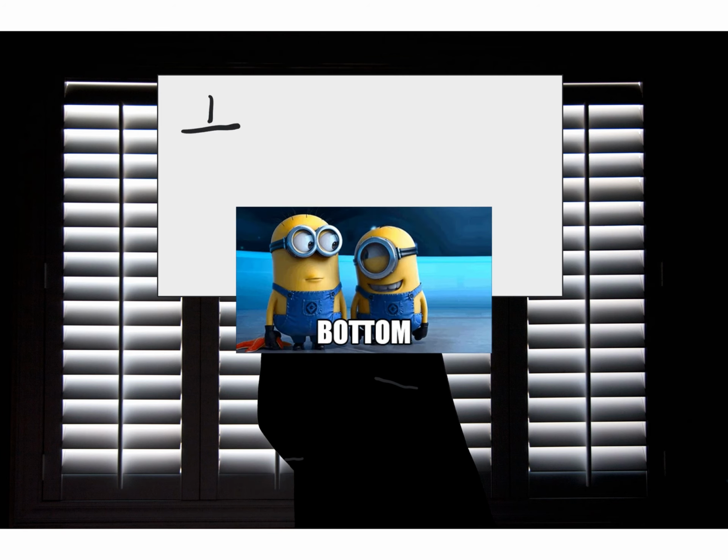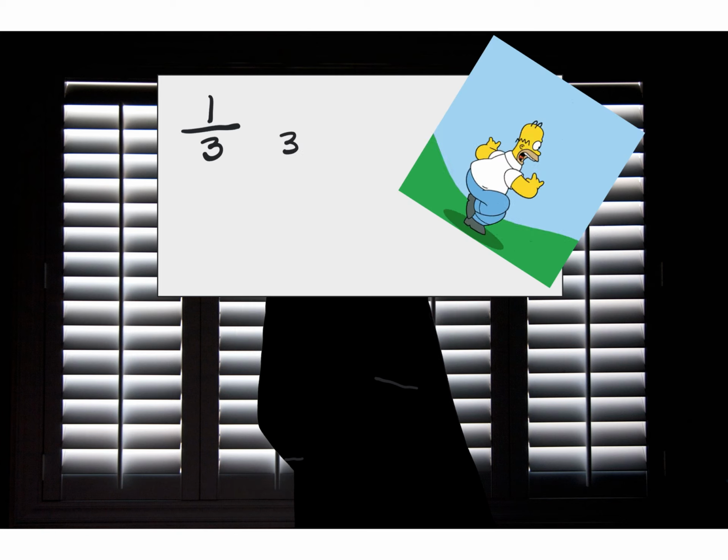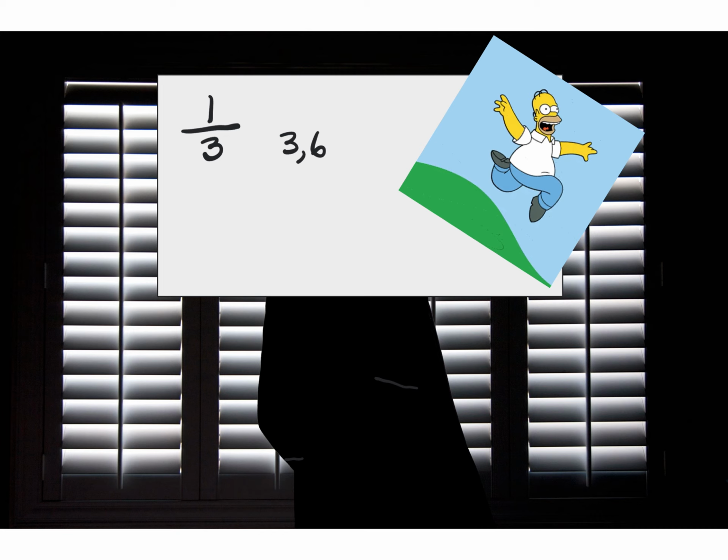So everybody in their notebooks write 1/3. And we want to focus on the 3 as our denominator. So what are the multiples of our denominator? Well, multiples are the same as skip counting. Or you could think 3 times 1 is 3, 3 times 2 is 6, 3 times 3 is 9, or we could just skip count by 3s. So 3, 6, 9, 12, 15.